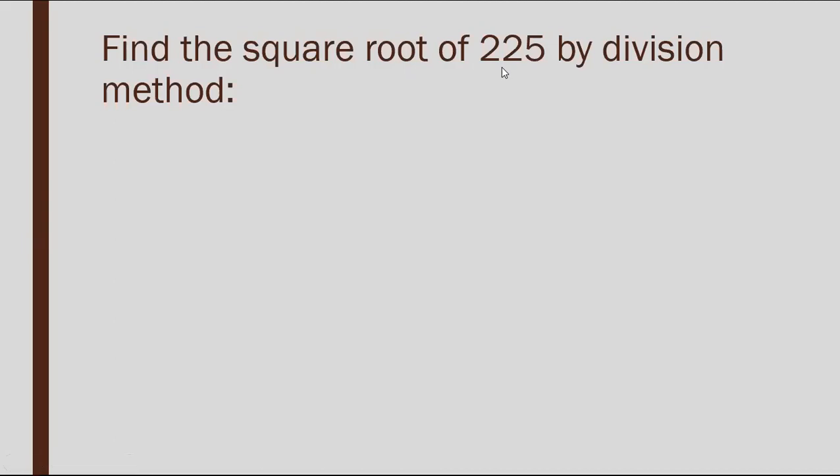So here 1, 2, 3, three numbers are there. So how can we find the square root of 225 by division method? First of all, just mention the number. Now start making the pair from right to left. When we start making the pair, we get the pair of 25 and 2 will be left. So we have to make a cap on 2.